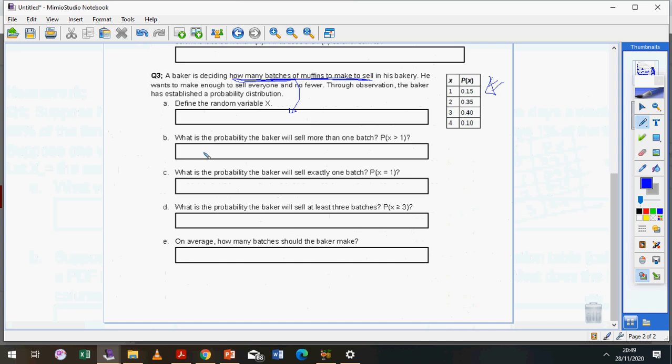What's the probability that the baker will sell more than 1 batch? So more than 1 means he can sell 2 or 3 or 4, right? So you just add these probabilities, 2, 3, and 4 for more than 1. Then you get the answer. Probability that they sell exactly 1 is equal to 0.15, because that's exactly 1. We said at least 3 batches, X greater or equal to 3. That will be 3 or 4, which you just add the probability for 3 and the probability for 4.